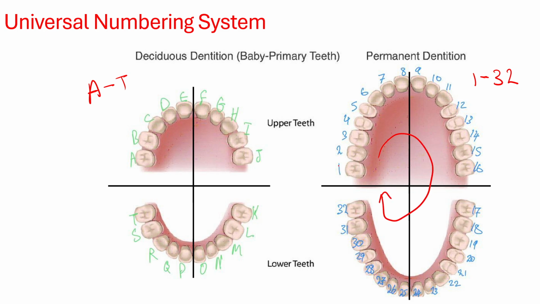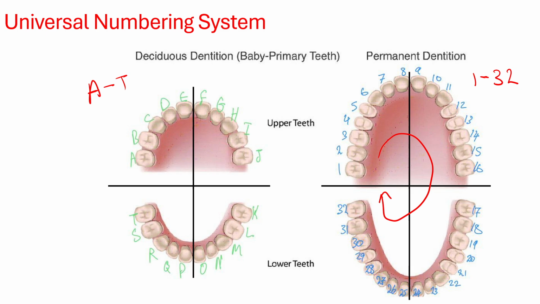So it starts off with 1, 2, 3, 4, 5, 6, 7, 8, 9, 10, all the way to number 32. So your wisdom tooth, or your maxillary third molar, upper right third molar, is number 1. Maxillary right second molar is number 2. And maxillary right first molar is number 3. And so on. For your deciduous dentition, it's the exact same thing.